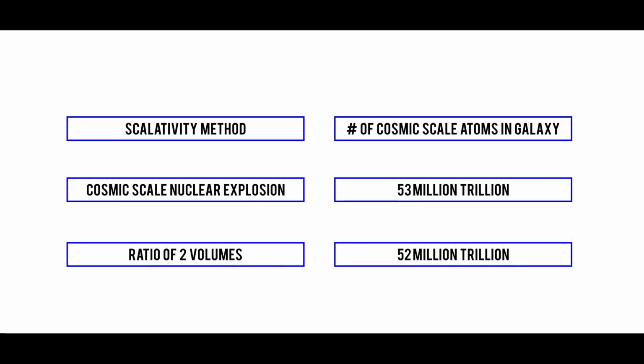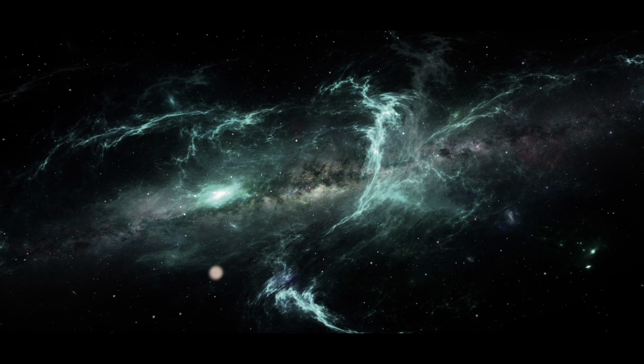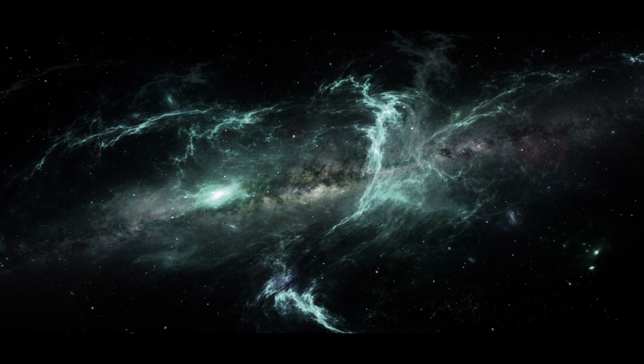53 million trillion cosmic scale atoms in our galaxy by a cosmic scale nuclear fission explosion. 52 million trillion cosmic scale atoms in our galaxy by a simple ratio of 2 volumes. Is this just a coincidence? It's impossible. We must listen to what the data is telling us. As I said in previous episodes, Horton must hear the Who.